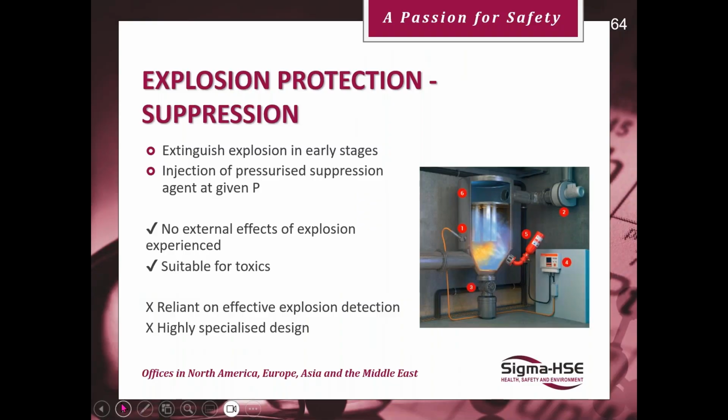Suppression systems. They extinguish explosions in the early stages of an explosion. Injection of pressurized suppression agent at given points, as you can see on the picture on the right. There are no external effects of the explosion, so it is suitable for toxics. On the downside, they rely on effective explosion detection, they need highly specialized design, and the product will be ruined at the end of it.